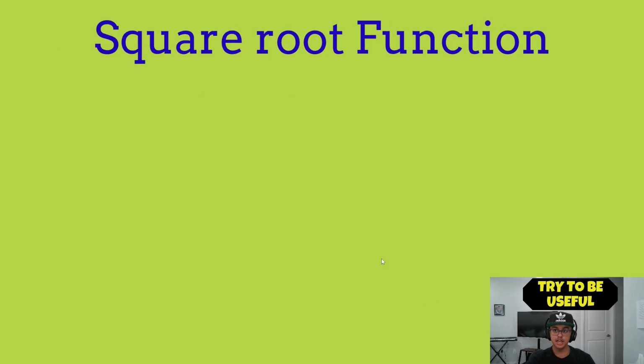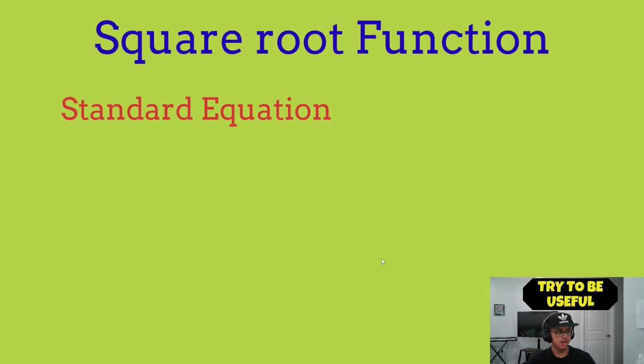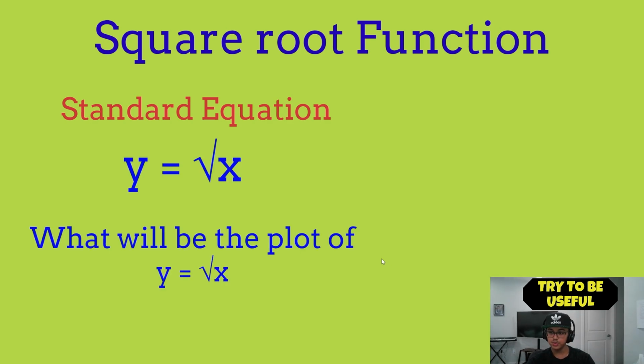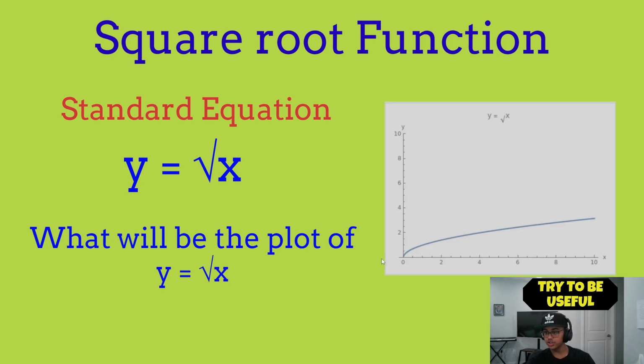And the next function we have is the square root function, and the standard equation for this is y equals the square root of x. So what do you think the plot for this one would look like? And this one looks a lot different than the other ones. It looks kind of like a straight line, but it's not really a straight line. It does kind of remind me of a linear equation, but this is obviously not a linear equation. You can see that it's curving out. Y is equal to the square root of x is actually a square root function.